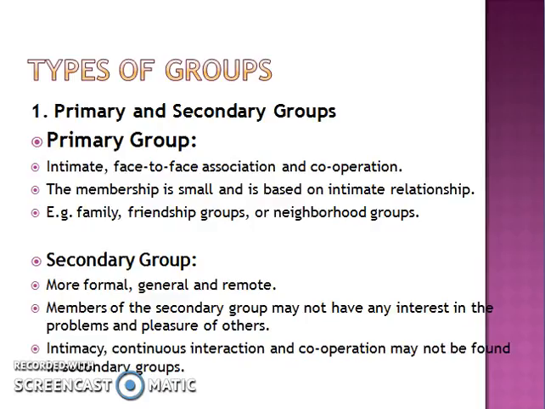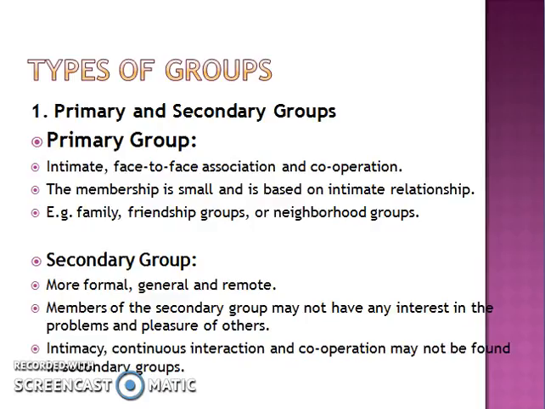Now comes the types of groups. First is primary and secondary group. Primary groups involve intimate, face-to-face association and cooperation. The membership is small and is based on intimate relationships. Examples: family, friendship groups or neighborhood groups.